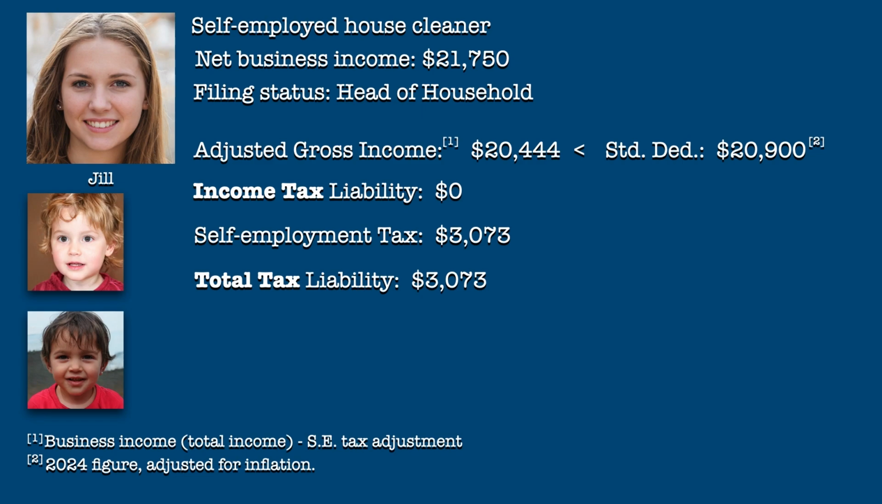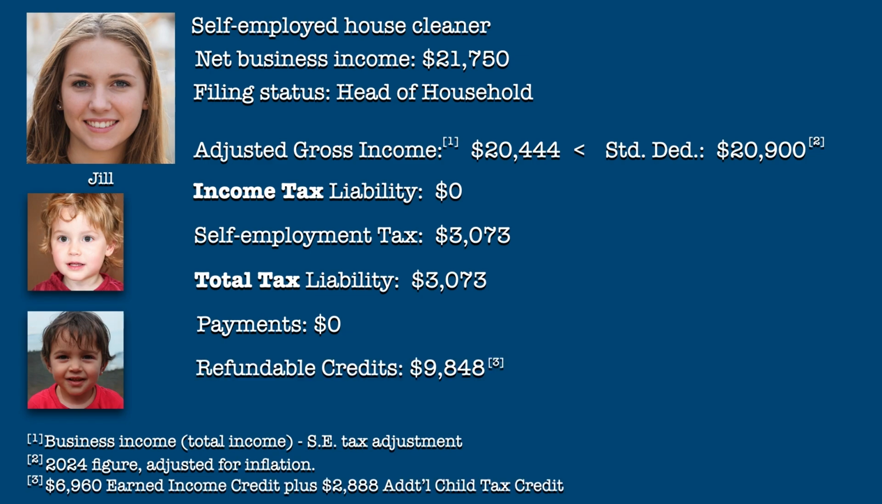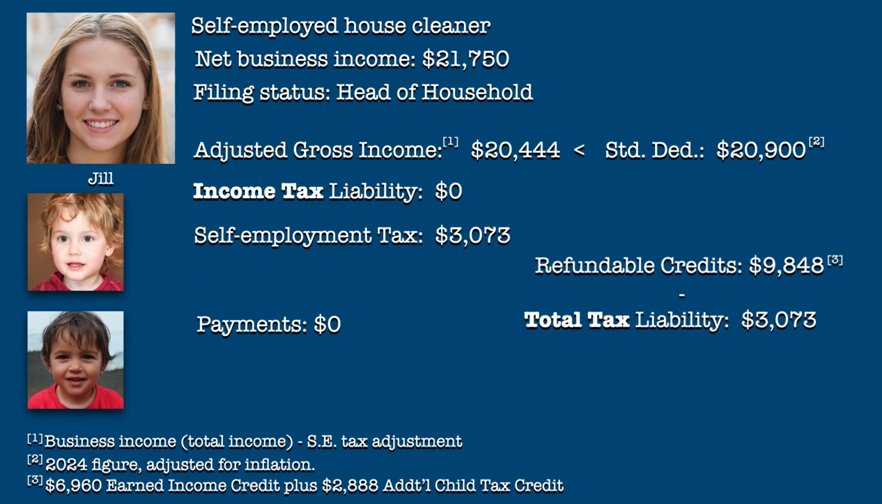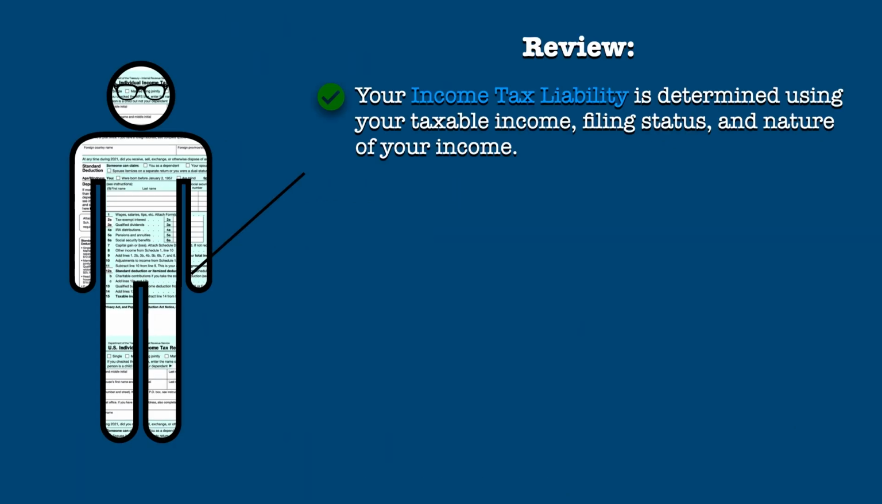To this is applied any payments or refundable tax credits. She didn't make any estimated payments, but she is entitled to an earned income credit of $6,960 and additional refundable child tax credit of $2,888. Subtracting her total tax liability from the sum of the EIC and the ACTC gives her a refund of $6,775.